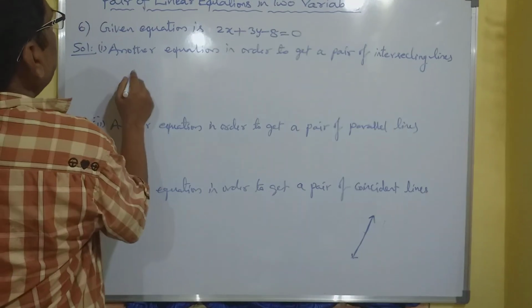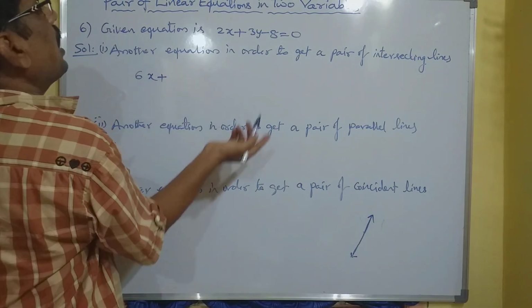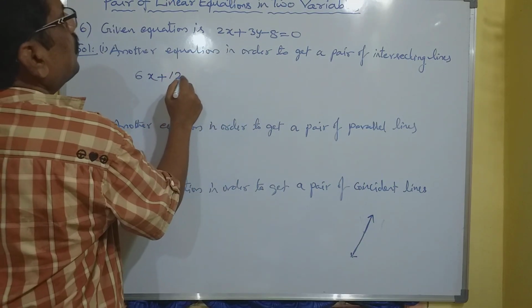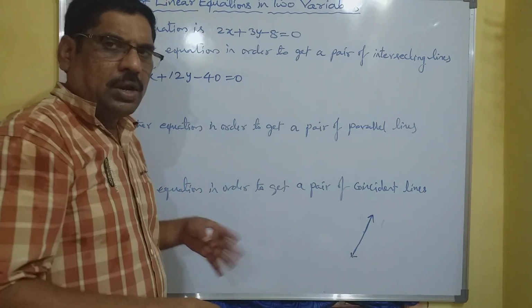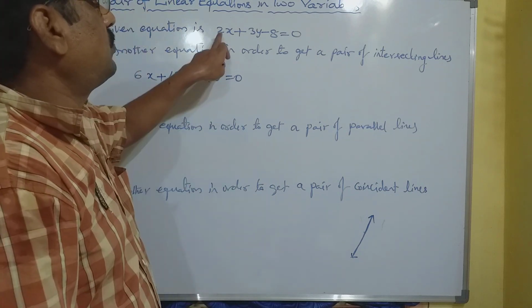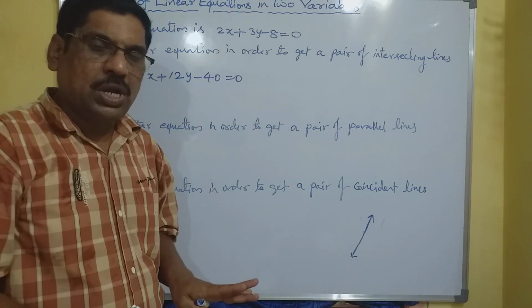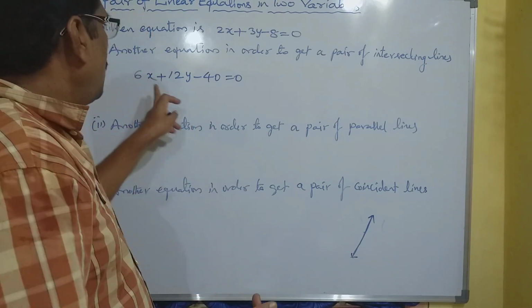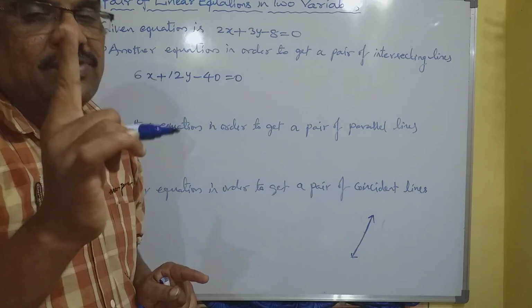Now 2 can be multiplied with any number, 2 times 3 is 6x, and 3 can be multiplied with any other number, 3 times 4 is 12y, and 8 times 5 is 40. You will get an equation like this by multiplying these three numbers with different numbers. That equation will definitely give you intersecting lines.